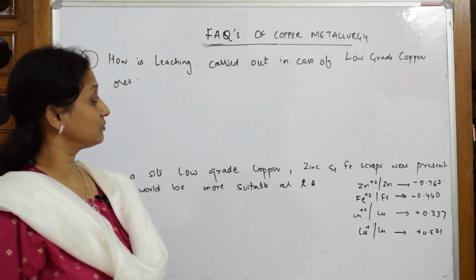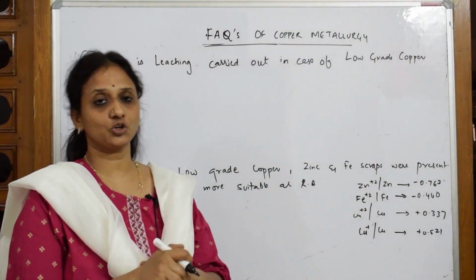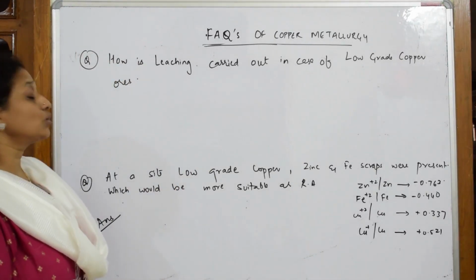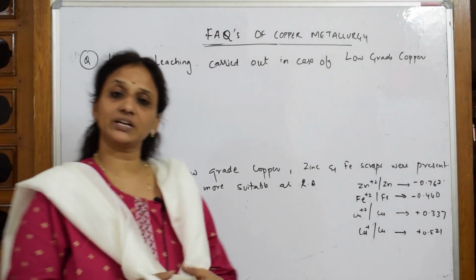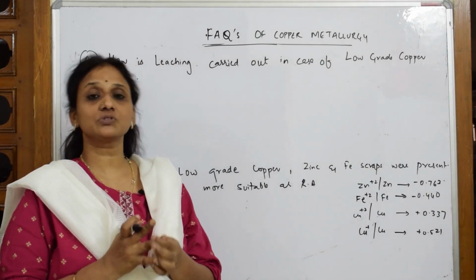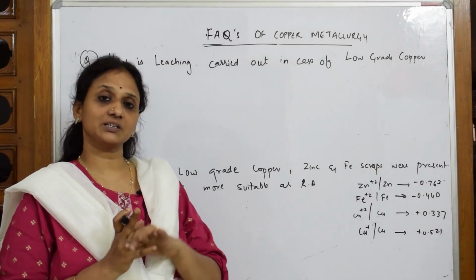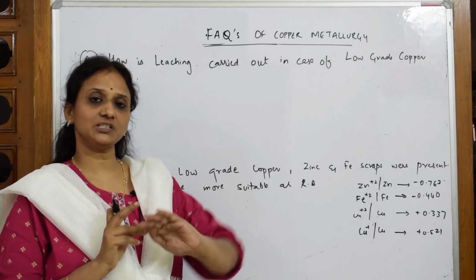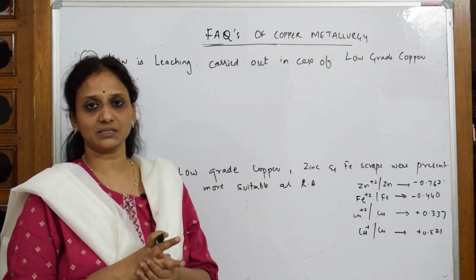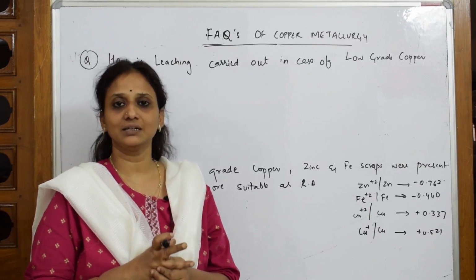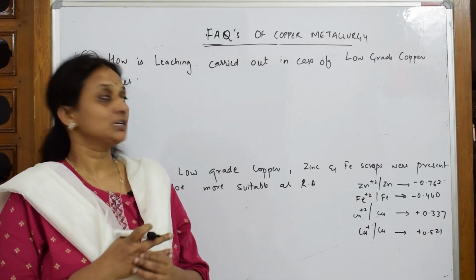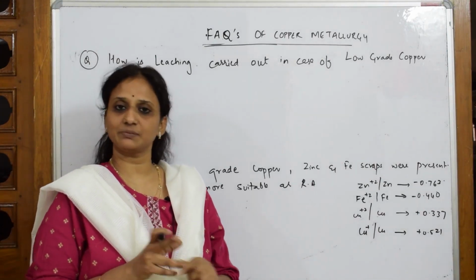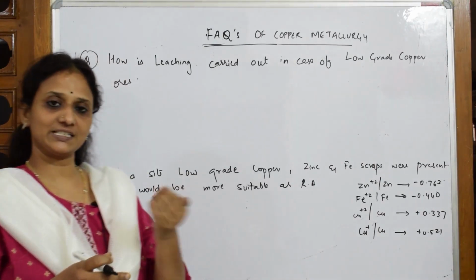So let us see the next FAQ asked in copper metallurgy. How is leaching carried out in case of low grade copper ores? I already said what low grade copper ores are. Low grade copper ores are those which you extracted from the earth's crust by mining, right? And further we follow the procedure and finally smelt it to get the particular metal you are trying to extract. So this is also extracted from the earth's crust by mining. We've already seen the ores.